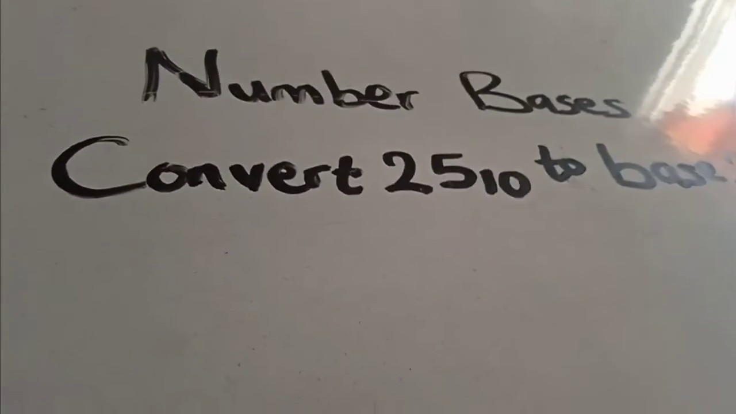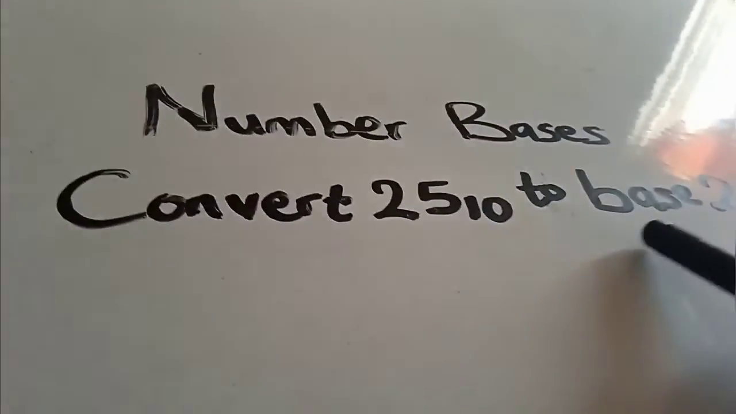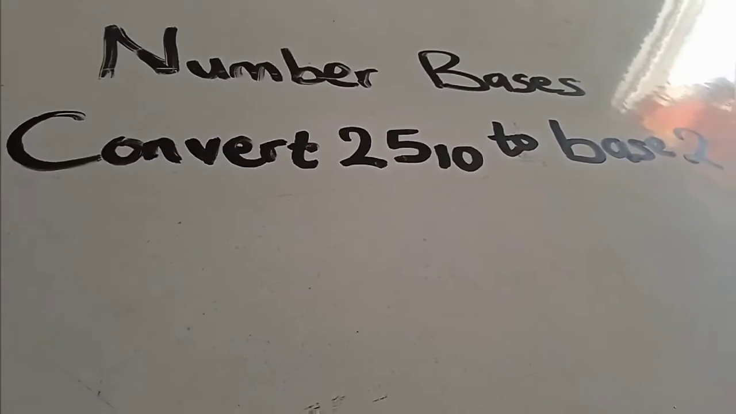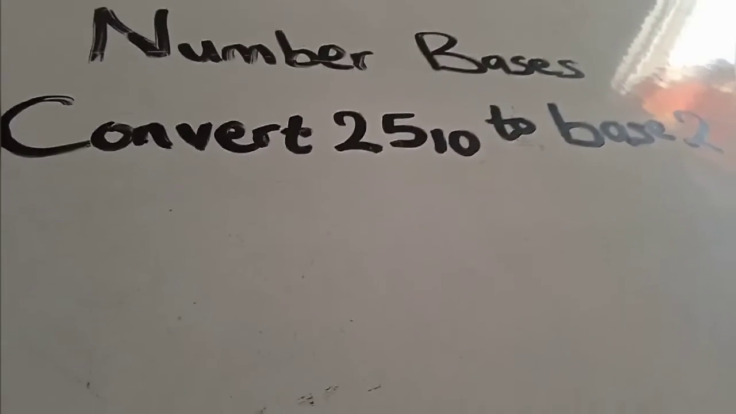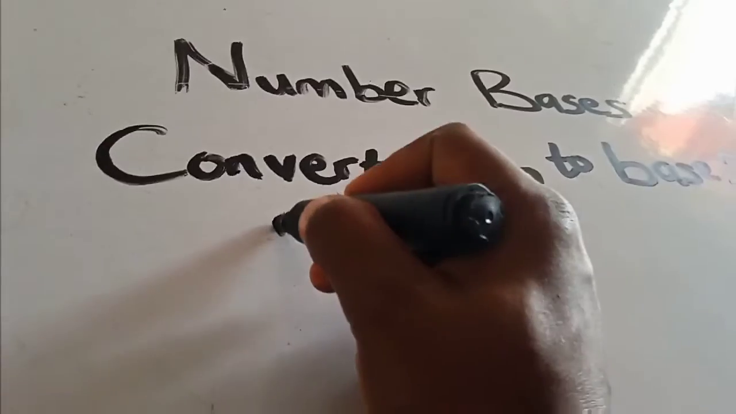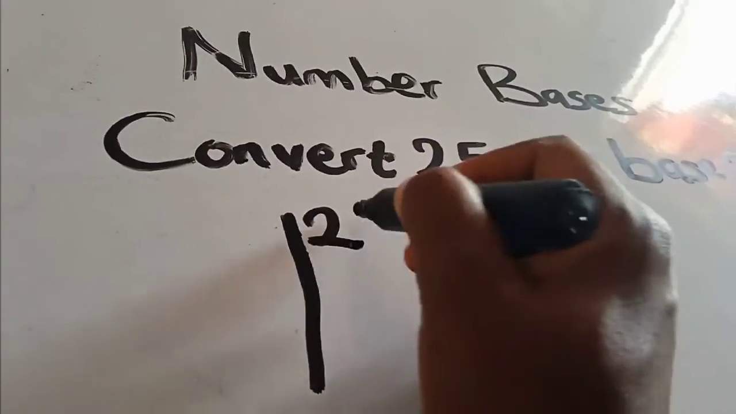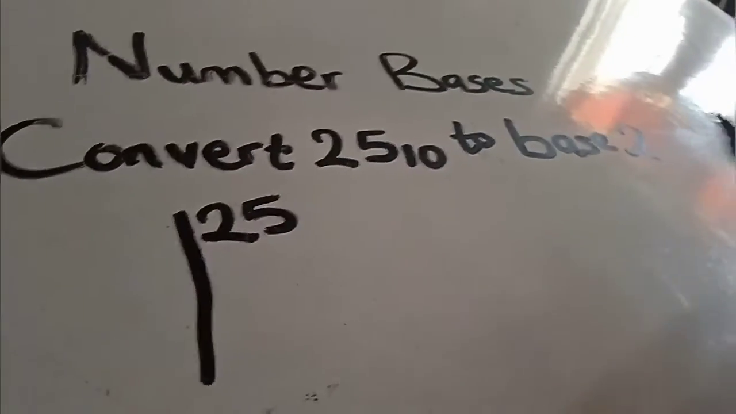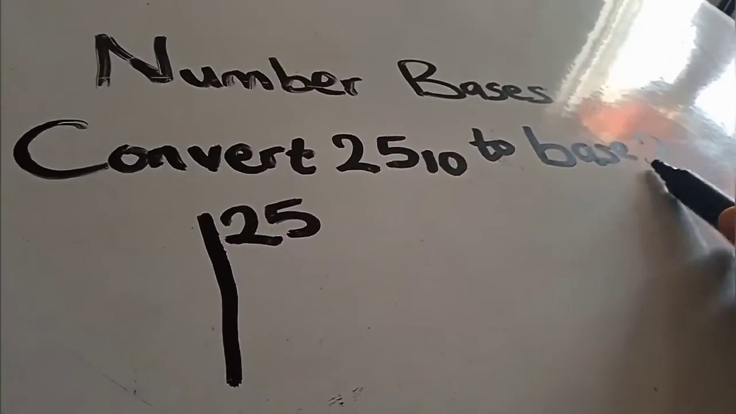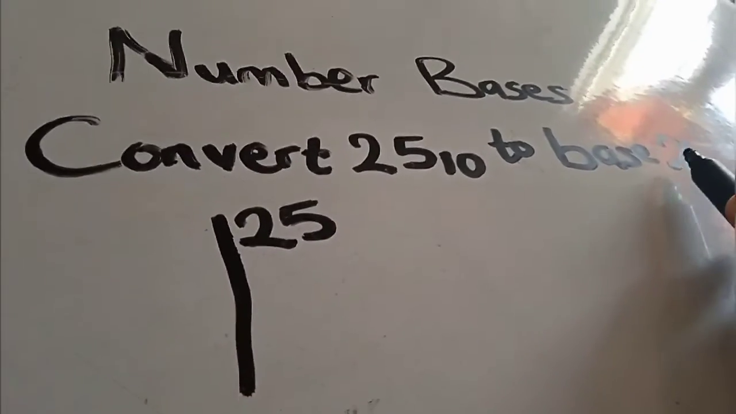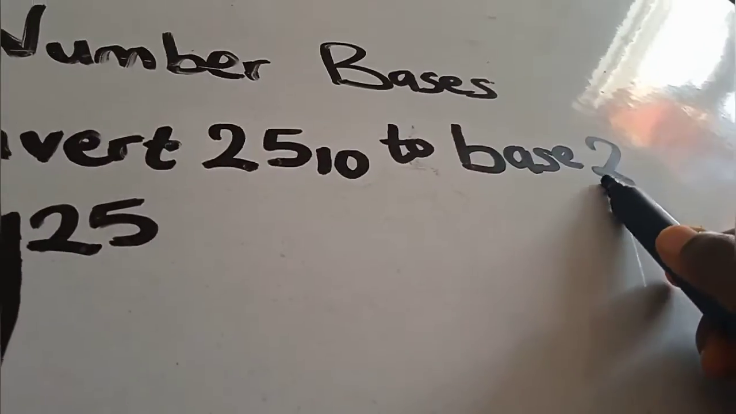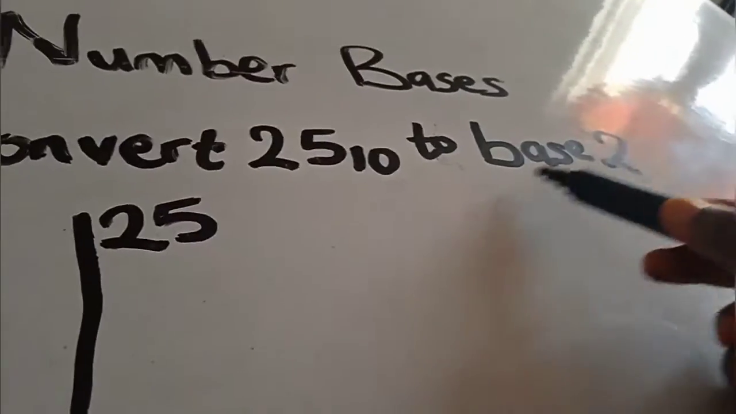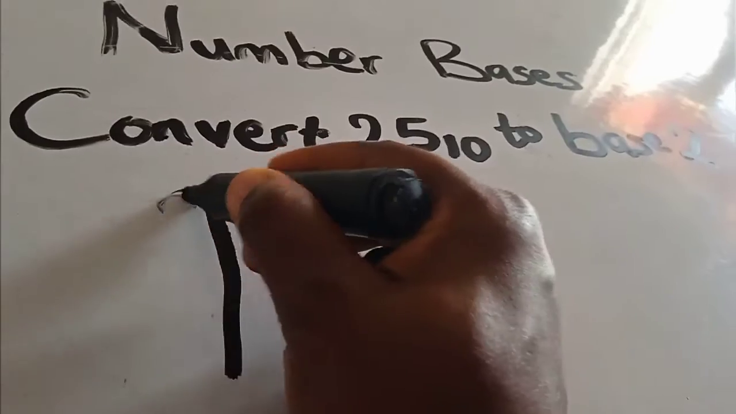The next example, we are converting 25 base 10 to base 2. Remember, whenever you are converting any number from base 10 to other bases, we use the division method. So let's bring out 25. You divide with the base that you're converting to. If you're converting to base 8, you divide with 8. If base 4, you divide with 4. If base 2, you divide with 2. So here we're converting to base 2, and I'm going to divide with 2.